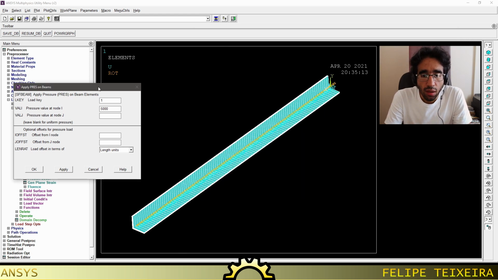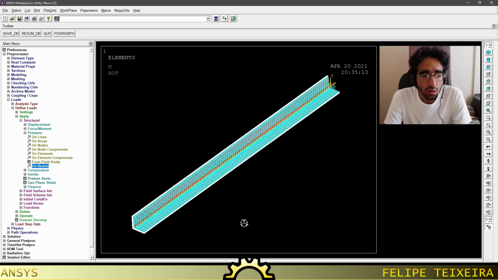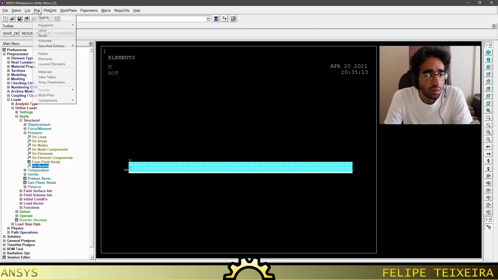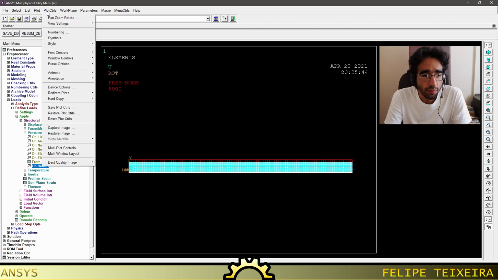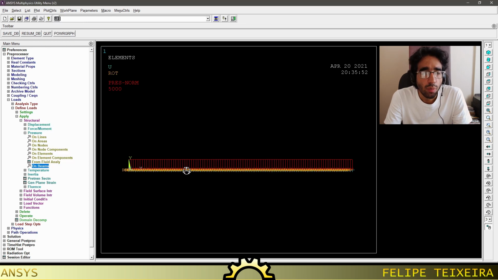And as you can see, we have the distributed load being displayed on the screen. Sometimes you change the view and it may disappear, and you can just replot and you're going to see it again. I'm going to go back to the simple line display without display of cross sections so that we can see more clearly our boundary conditions.